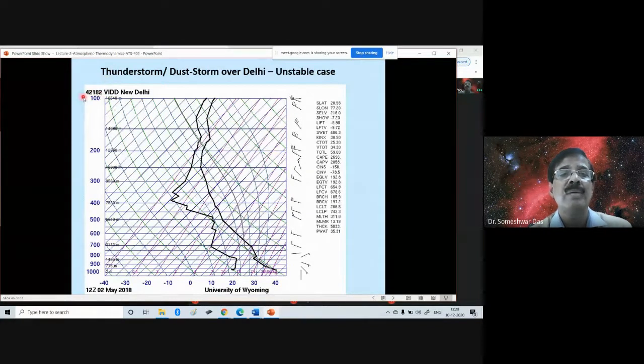So 42182 is the New Delhi station ID, and this is the typical radiosonde observation taken at New Delhi on 2nd of May 2018, 12 GMT. At 12 GMT, that is 5:30 in the evening on 2nd of May 2018. And on that day, there was a severe thunderstorm and dust storm over Delhi. So the atmosphere was very, very unstable.